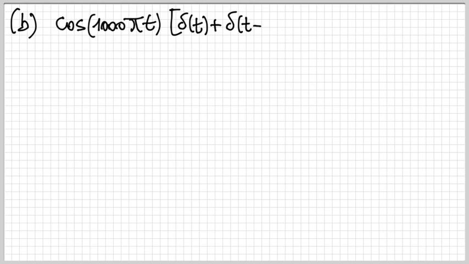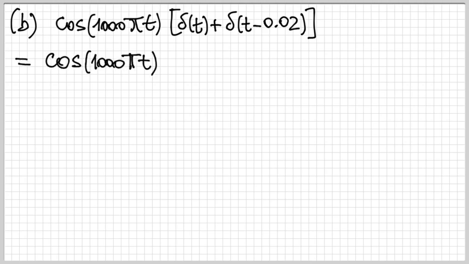Let's now work on part B of the exercise. So now we have the product between a cosine and a sum of deltas. Again, we use the distributive property and we rewrite this as two different operations that we then add up.